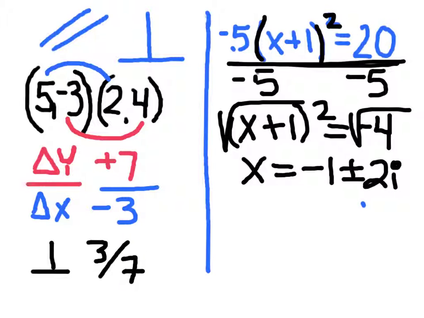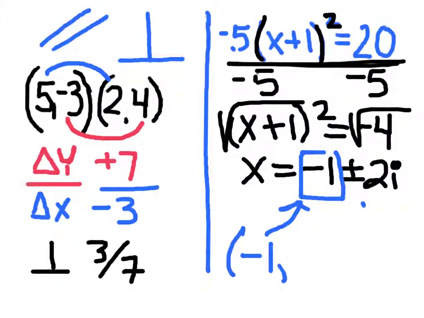Now, even though this doesn't have any real roots, if this problem were a parabola that you were trying to graph, you would now know that the x value of the vertex was -1. And you could substitute that back into the equation to get the y value of the vertex.